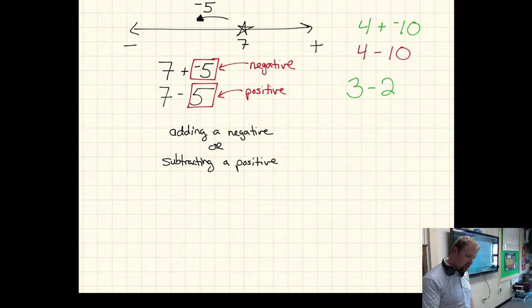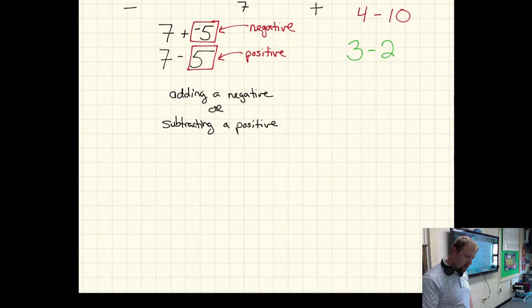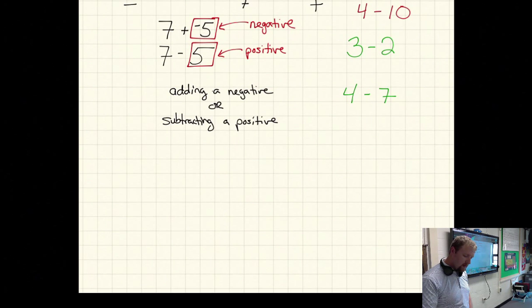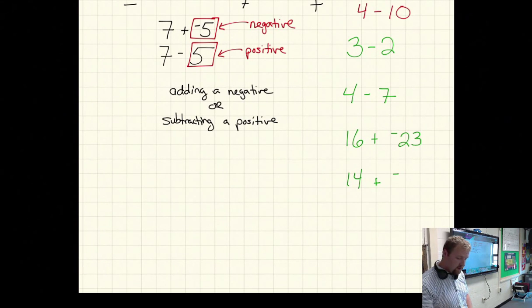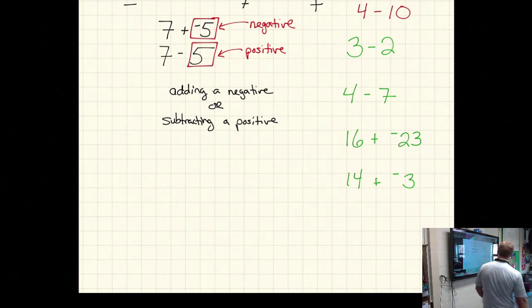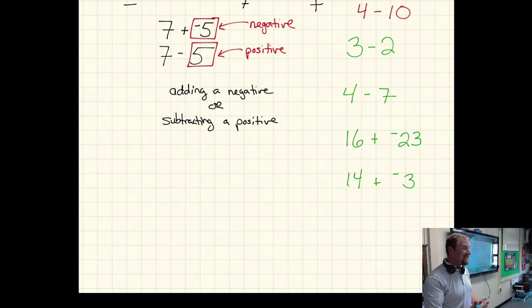3 minus 2. 4 minus 7. 16 plus a negative 23. 14 plus a negative 3. Okay. I want you to write the other way to write these.